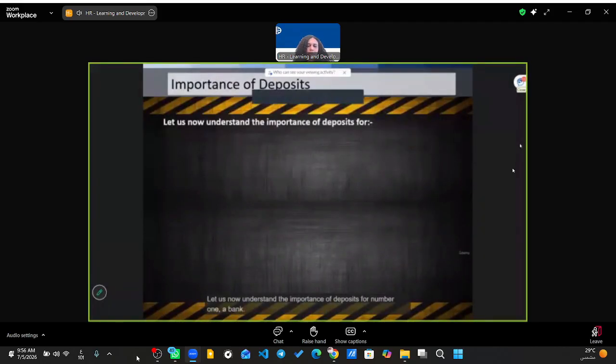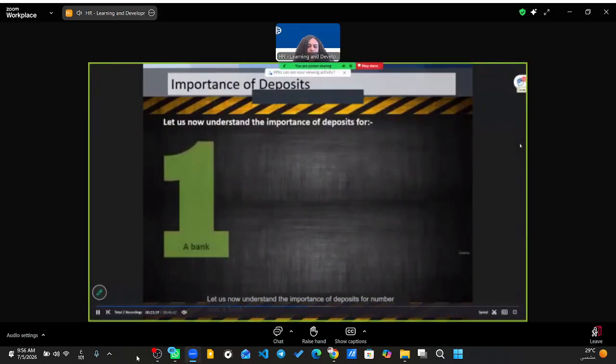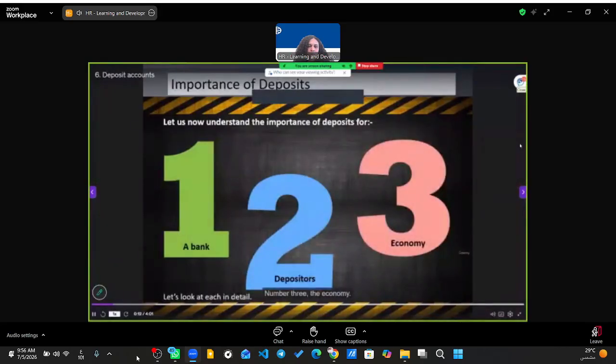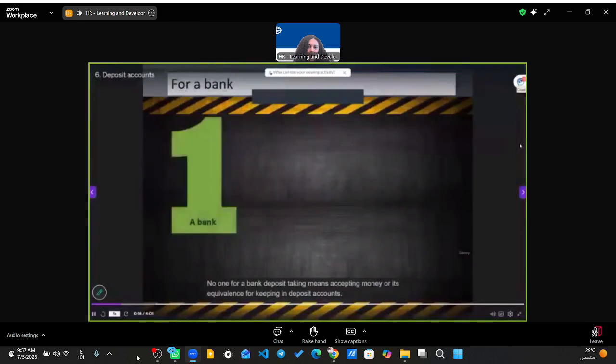Our next objective is deposit accounts. Let us now understand the importance of deposits for number 1, a bank, number 2, depositors, number 3, the economy. Let's take a look at each of these in detail. Number 1, for a bank.